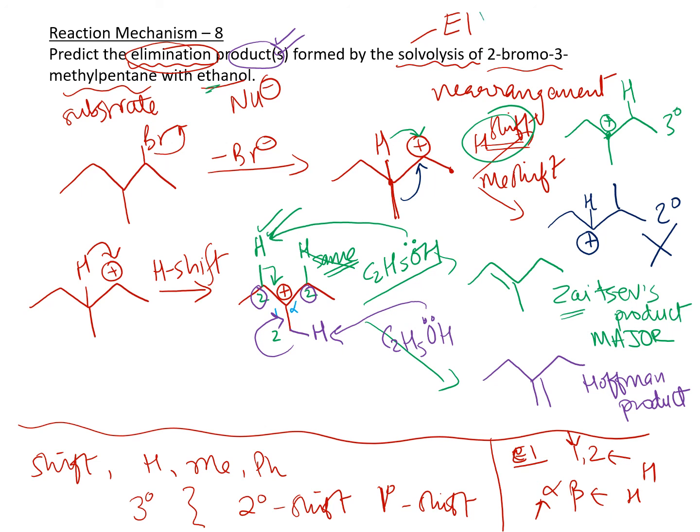And that's something that happens with E1 all the time. So you have to be careful. Whenever you do E1, just try to see how many beta hydrogens you have in order to get different products.